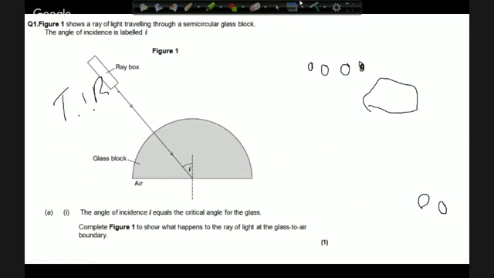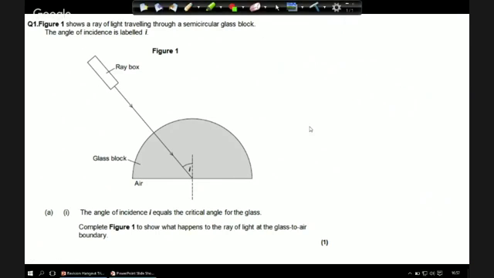So if we now start to look at a couple of practice questions just before we sign off. Here we have figure 1 showing us a ray of light travelling through a semicircular glass block. Angle of incidence is labelled I. Here's the ray box. We're going from air into glass. Angle of incidence I equals the critical angle for the glass. Complete figure 1 to show what happens to the ray of light at the glass to air boundary.